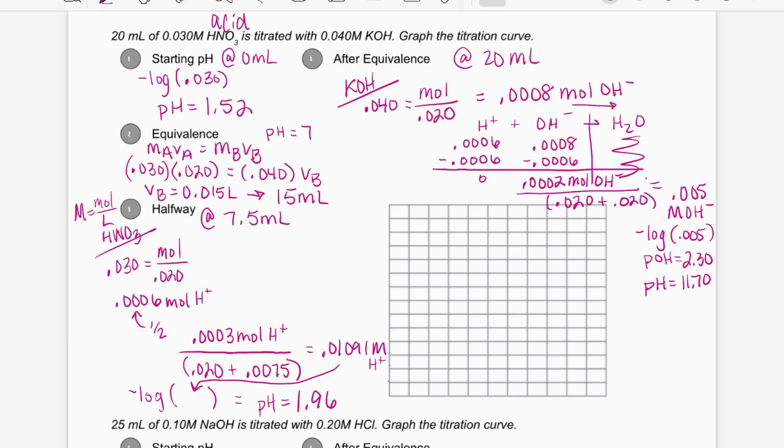So I have 1, 2, 3, 4, 5, 6. This is 7. And I think I'm going to count by twos: 2, 4, 6, 8, 10. 2, 4, 6, 8, 20. Okay. So for my first point at 0 milliliters added, because this is my base added, I'm kind of running out of room.